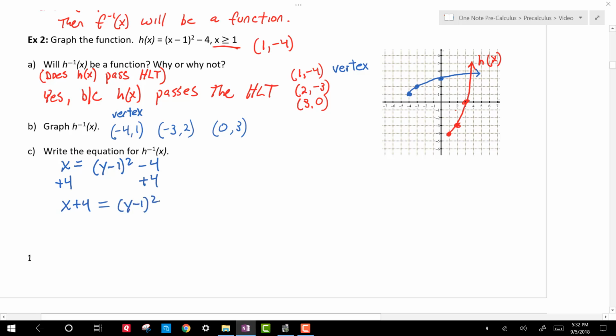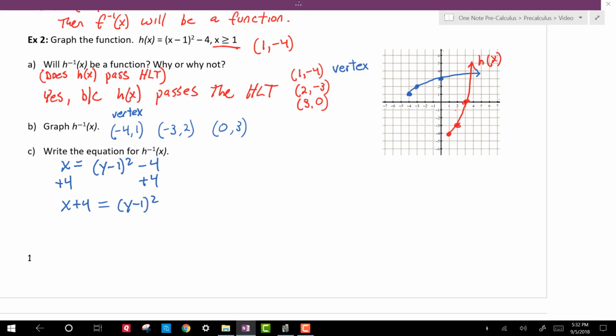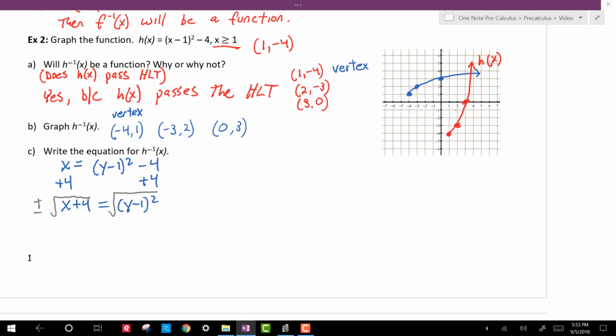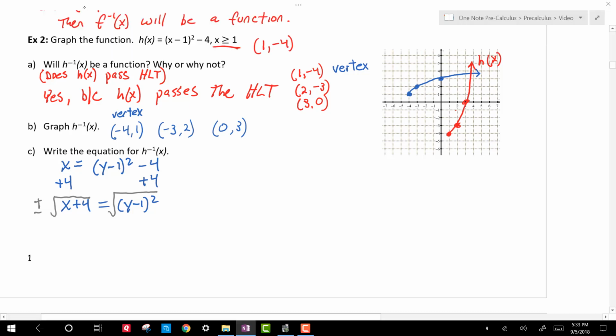To get rid of the squared, we need to square root both sides. Okay, so that's going to be my next piece here. I'm going to square root both sides. And I'm going to do that right here and right here. And remember, when we square root a function on both sides, we need a plus and a minus. All right? We need a plus and a minus. So now what I have is the positive and negative root of x plus 4 equals y - 1. And if I add 1 to both sides, I get the positive and negative root of x plus 4, plus 1, equal to y.